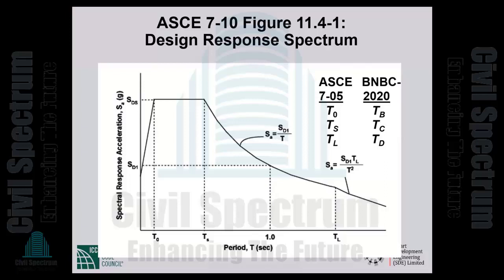Okay, if you compare the AC705 spectrum with the BNBC spectrum, apart from the fact that one is a design spectrum and another is MCE, the transition periods I told you verbally are as shown here. So T sub 0 of AC705 is T sub B of BNBC, T sub S is T sub C, T sub L is T sub D.